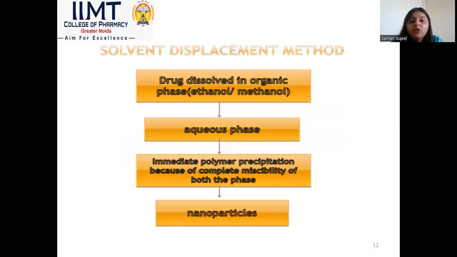The next method is the solvent displacement method. Under this method, the very first step is the drug is dissolved in organic phase. You can use ethanol, methanol, etc. In the second step, the aqueous phase is added. In the next step, there is immediate polymer precipitation because of complete miscibility of both the phases. If you are using ethanol and water, water is completely soluble in ethanol. So because of this complete miscibility of both phases, the polymer precipitation takes place and it leads to the formation of nanoparticles.